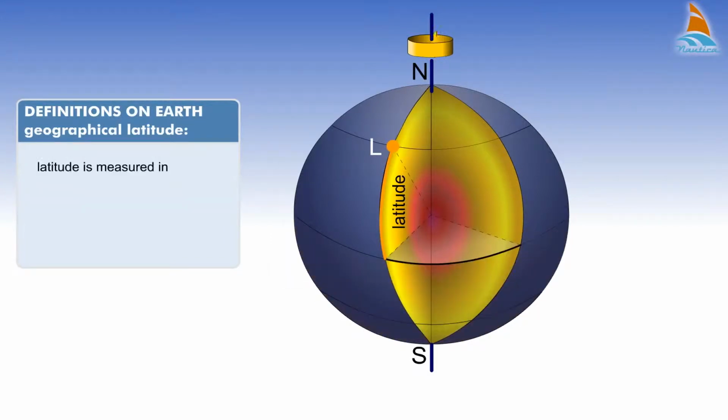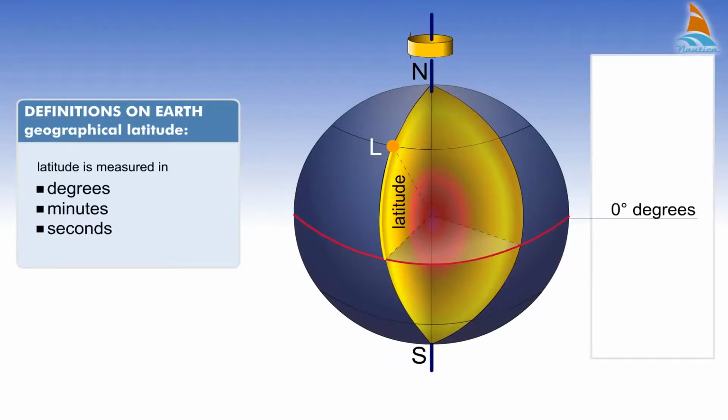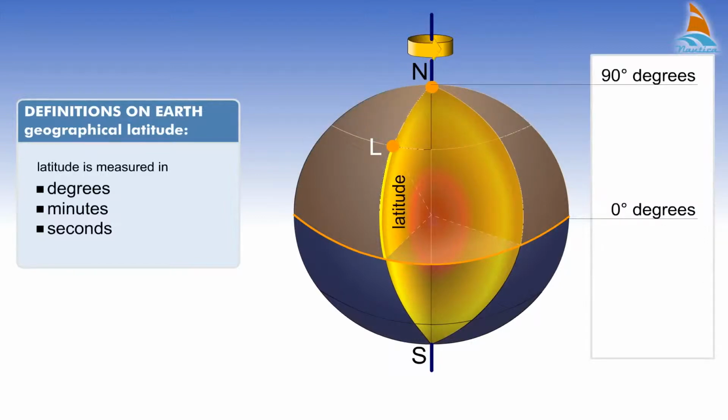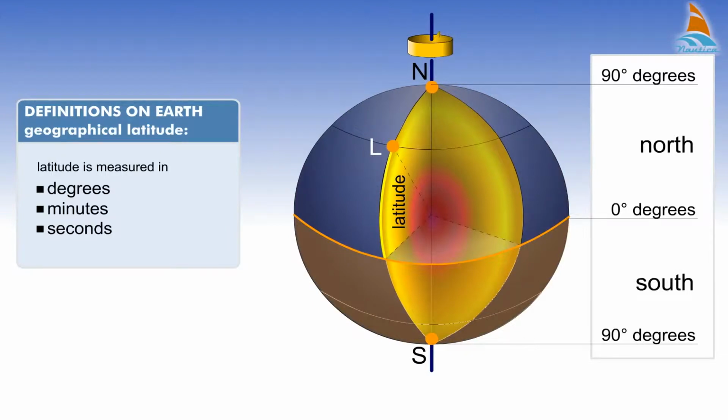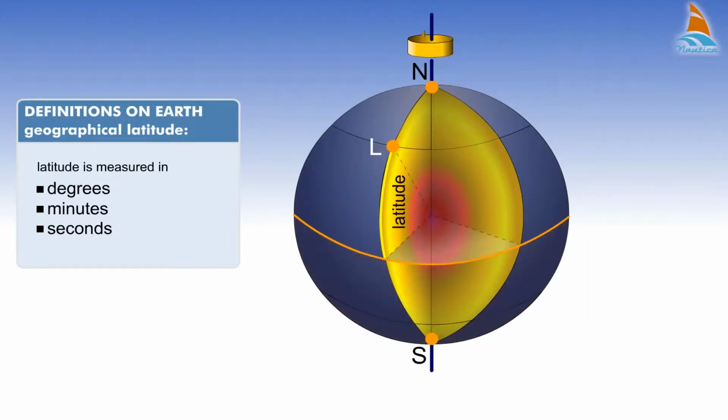The latitude is measured in degrees, minutes, and seconds, starting from 0 degrees at the equator up to 90 degrees north or 90 degrees south. Every degree has 60 minutes, and every minute has 60 seconds.